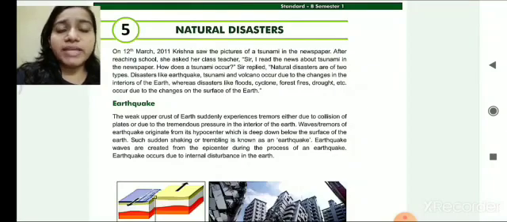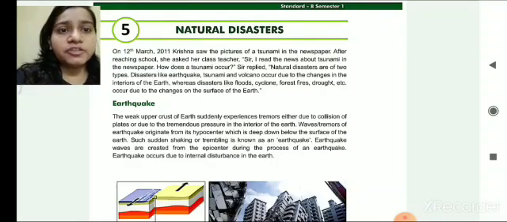There are two types of natural disasters. The disasters which occur due to the inner or the interior effect inside the earth, or due to the exterior effect, that means on the surface of the earth. Let's start with the introduction part.